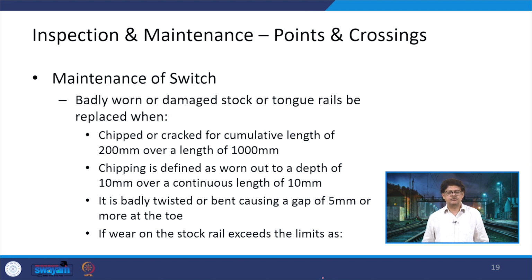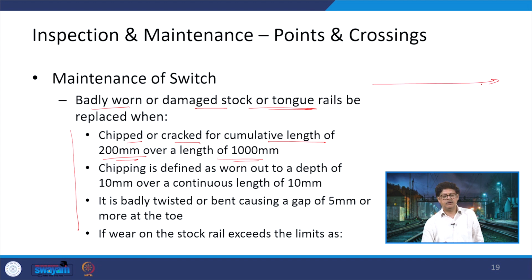Talking about the maintenance of the switch, the badly worn or damaged stock or tongue rails need to be replaced. But the conditions when these need to be replaced are being written here. It says, if it is chipped or cracked for a cumulative length of 200 mm over a length of 1000 mm. So, if you are going over a 1000 mm length, there may be some locations where some material has got chipped. So, cumulatively, that size should be within those 200 mm.